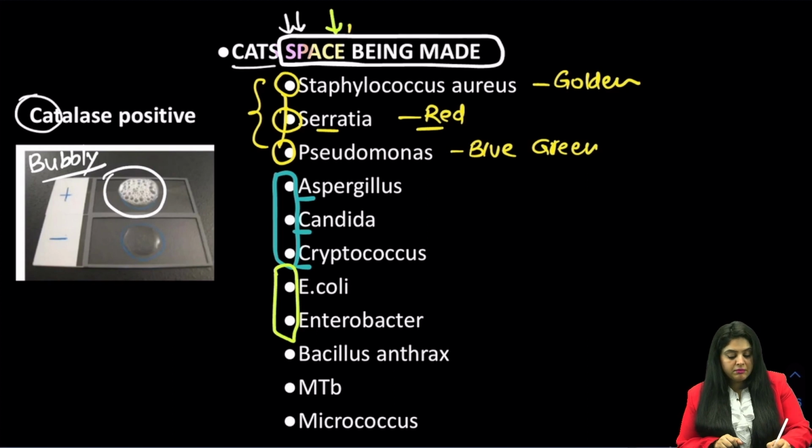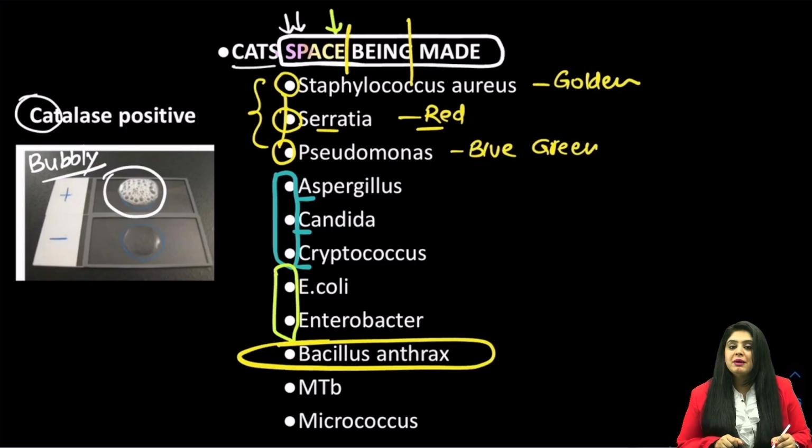Then space being made. So B is what? The deadly Bacillus anthracis. The super deadly Bacillus anthracis is going to be catalase positive. And finally, we have space being made, M for what is very famous in our country, that is Mycobacterium TB. If you can learn Micrococcus, very good. Otherwise, forget that, not a problem. So the main ones, first you take up Staph, Serratia and Pseudomonas, the pigment ones. Then you take Aspergillus, Candida, Crypto, that is the fungal. E for E. coli, Enterobacter. Deadly one, Bacillus anthracis. Common one, Mycobacterium TB. All of them are bubbly, catalase positive.